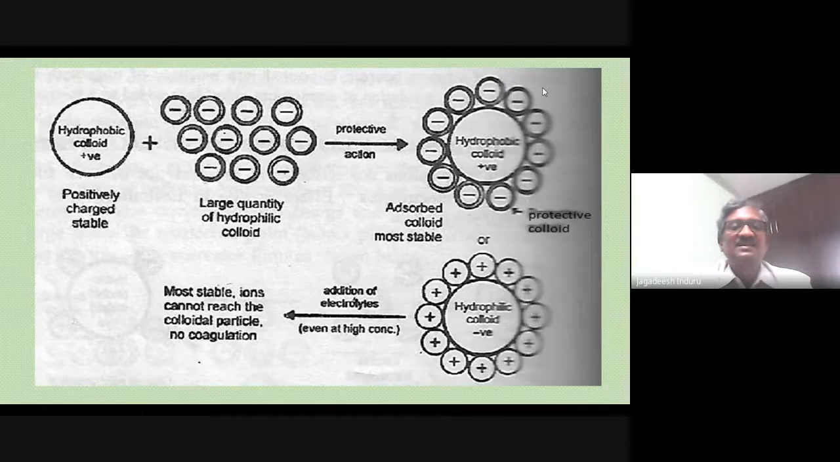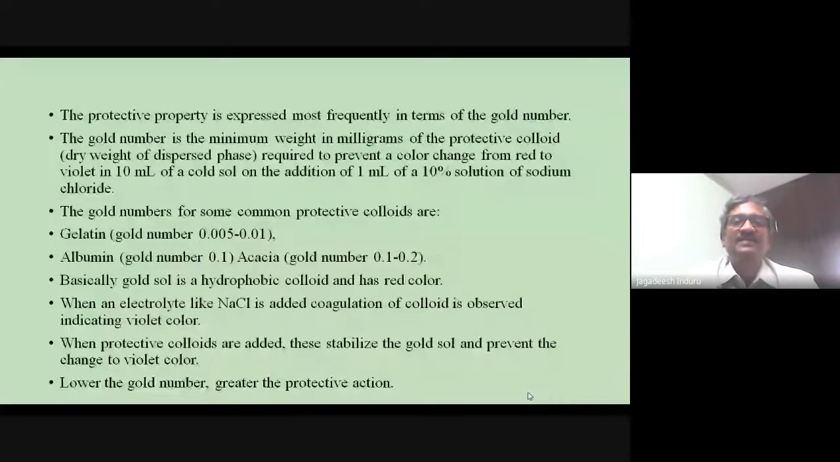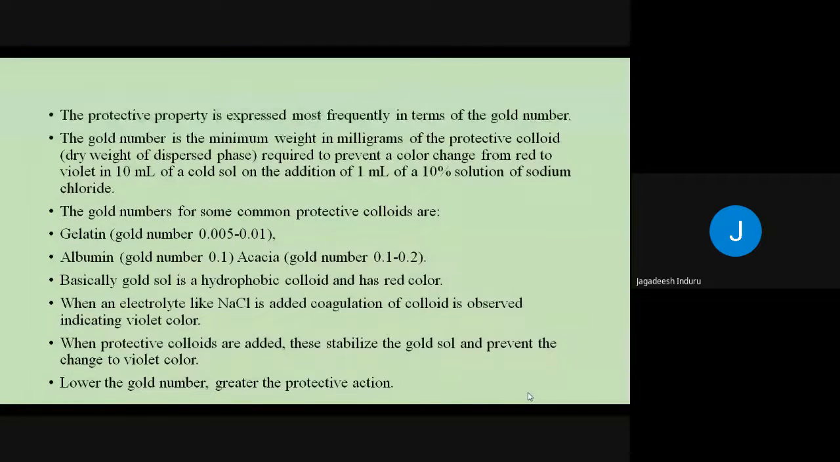These concepts are going to be a minimum weight in mg, the minimum weight, that is, I am adding a very small quantity of a protective colloid, that is in the case of a hydrophilic colloid, on the dry weight basis of a dispersed phase, required to prevent the color change from red to violet in 10 ml of gold solution on the addition of 1 ml of 10% solution of sodium chloride. So this is actually what the gold number is.